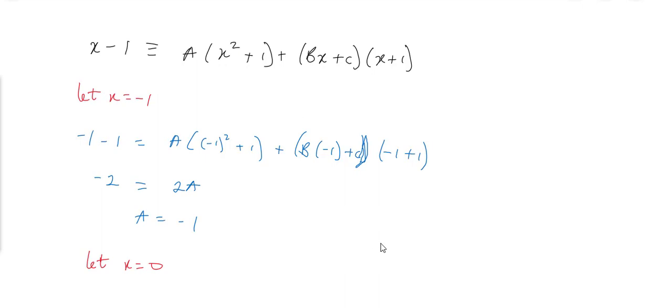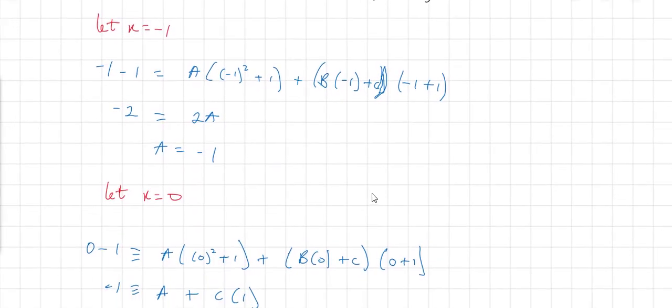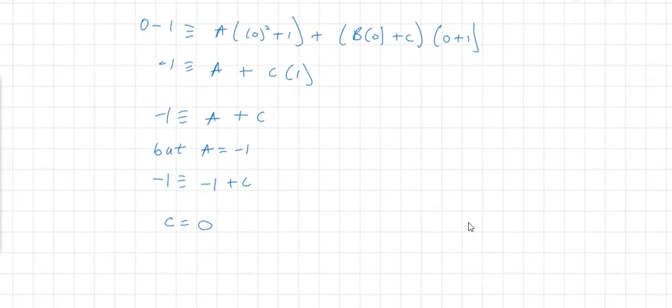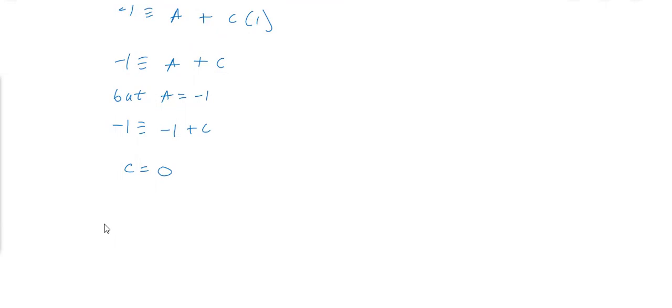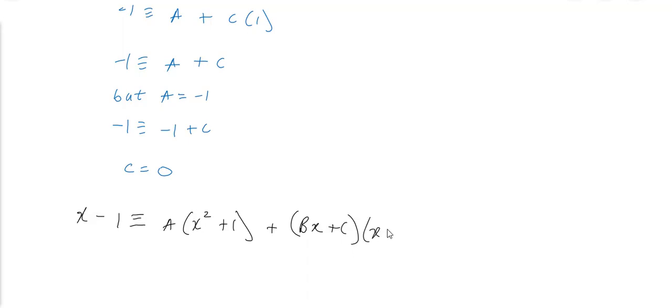So we can now use the comparison method. Let's write the expression so that we don't lose track of it. This x minus 1 is identical to a of x squared plus 1 plus bx plus c multiplying x plus 1. Okay, this was the identity.